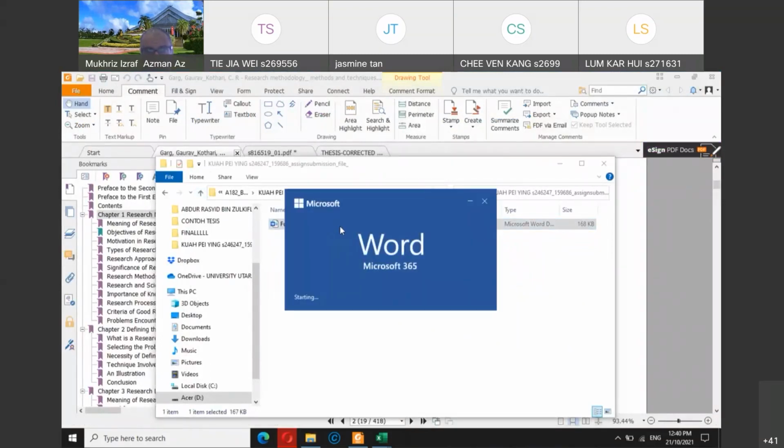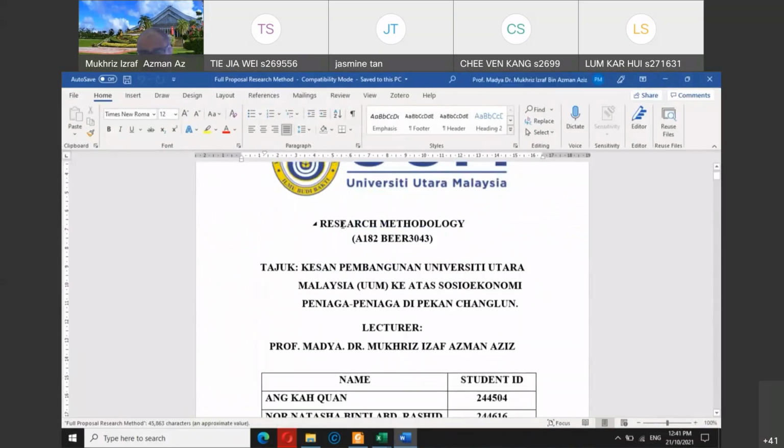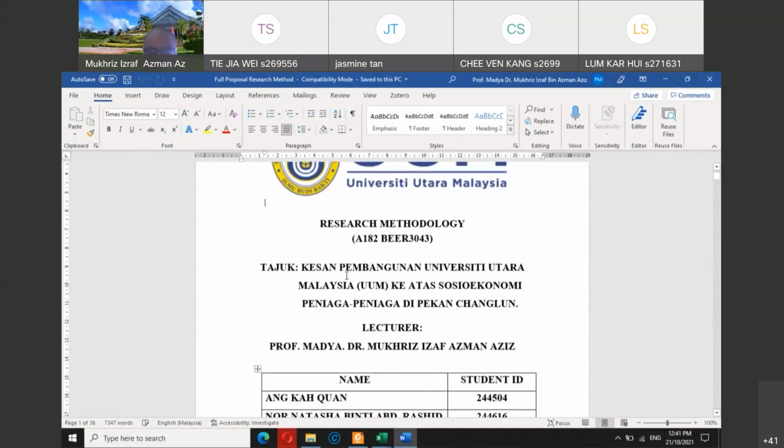The second one, I think the title is in Malay, but of course the report was done in English. I can't remember whether the whole thing was done in Malay, but during that time we did not make it compulsory for everyone to write in English. This one is about the impact of UUM on the traders in the town of Changlun.